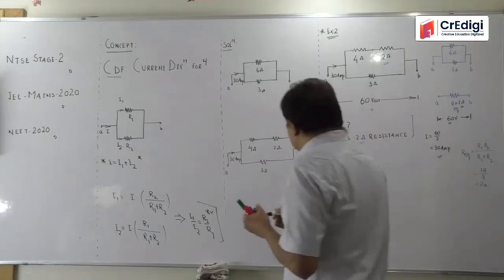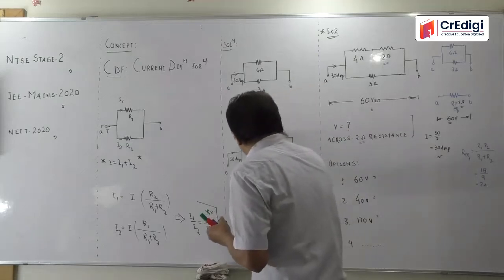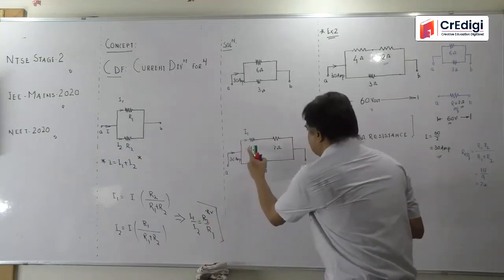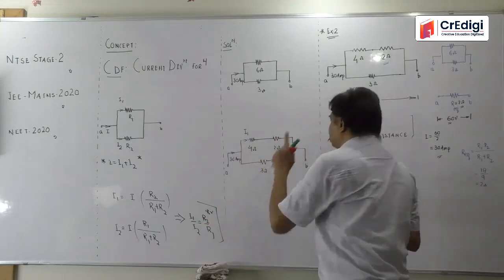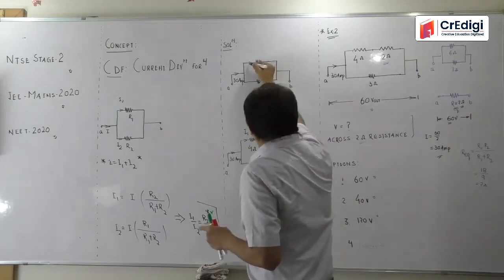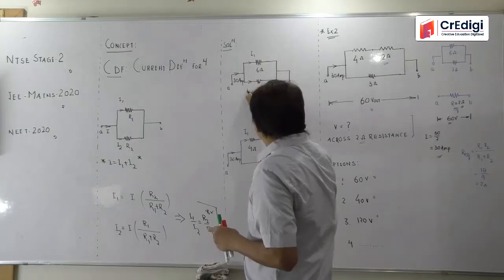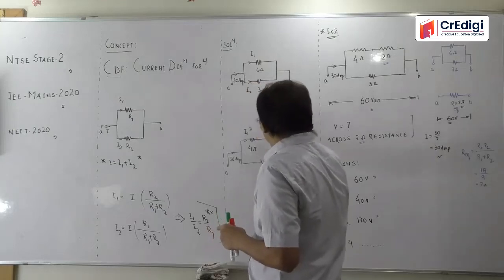Where you are interested to find the current, I am interested to find this current, and let this current be I1. Be careful, be very careful. So I1 is passing through the 4 ohm and the same is passing through the 2 ohm. Here it is I1, here it is I1. Is that clear? And here it is I2. You are interested to find the value of I1.